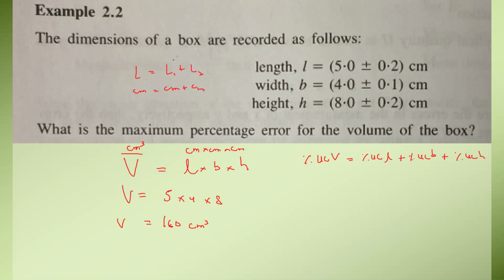So we work out the percentage uncertainty in length, which is the uncertainty 0.2 divided by the value recorded, 5, times 100. The uncertainty in the width, which is 0.1 divided by the value recorded, 4, multiplied by 100. And the uncertainty in the height, which is 0.2 divided by the value recorded, 8, times 100. That will give us the percentage uncertainty in the volume. When we add them, it will be about 9%. Is this example clear? Does anyone have a doubt or a question up to this point?